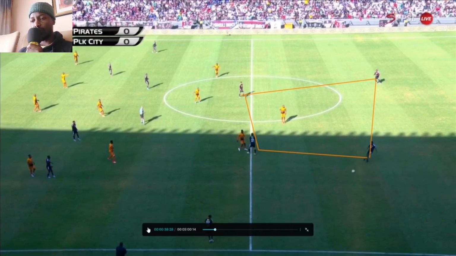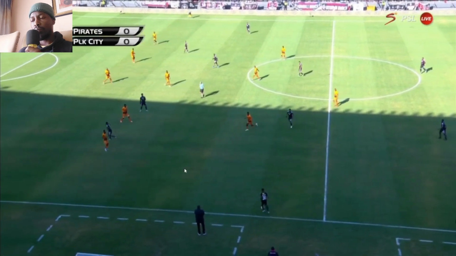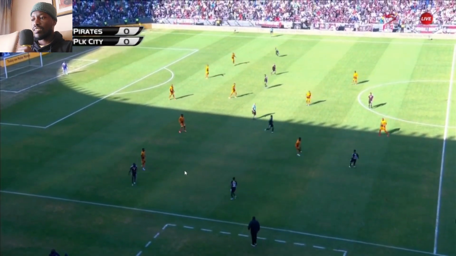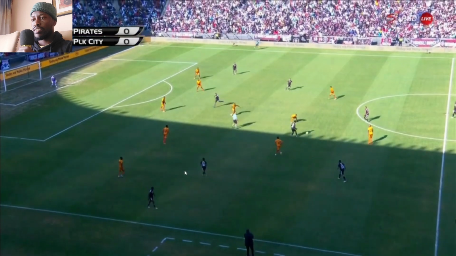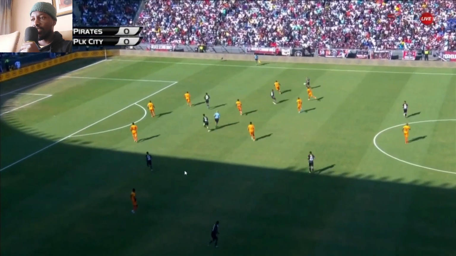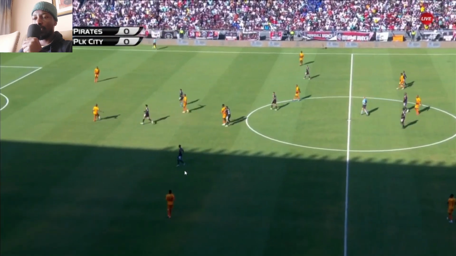As we can see here, how easy it is for them to use the ball. You see, it's easier for Pirates to move the ball, especially in central zones.